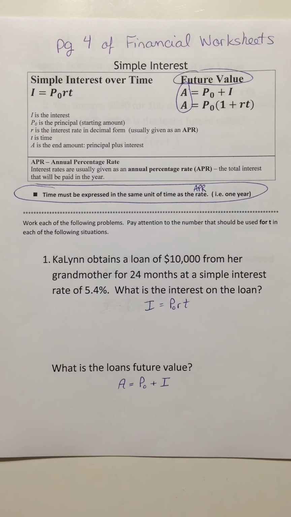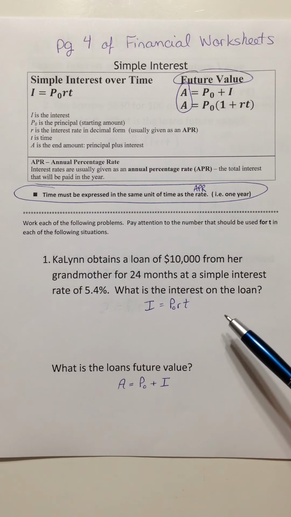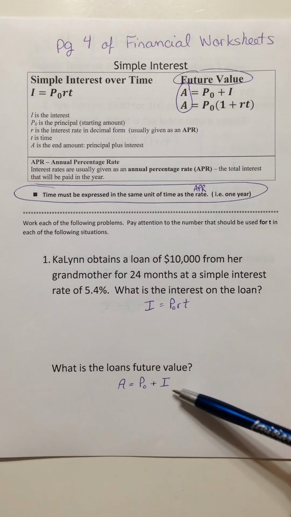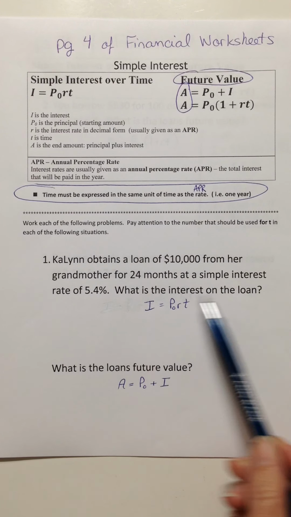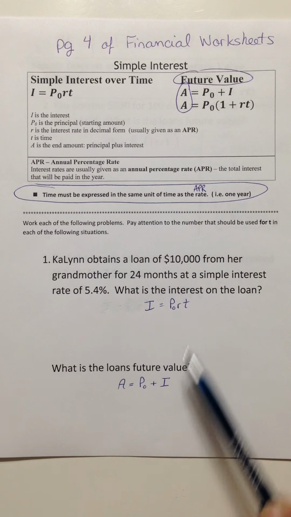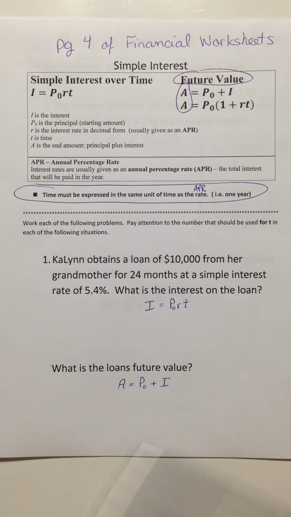Okay, so let's look at number 1. It says Kaylin obtains a loan of $10,000 from her grandmother for 24 months at a simple interest rate of 5.4%. What is the interest on the loan? On your worksheet, these two questions are together. So what is the interest on the loan? What is the loan's future value? I separated them so that we would realize we needed to answer both questions.